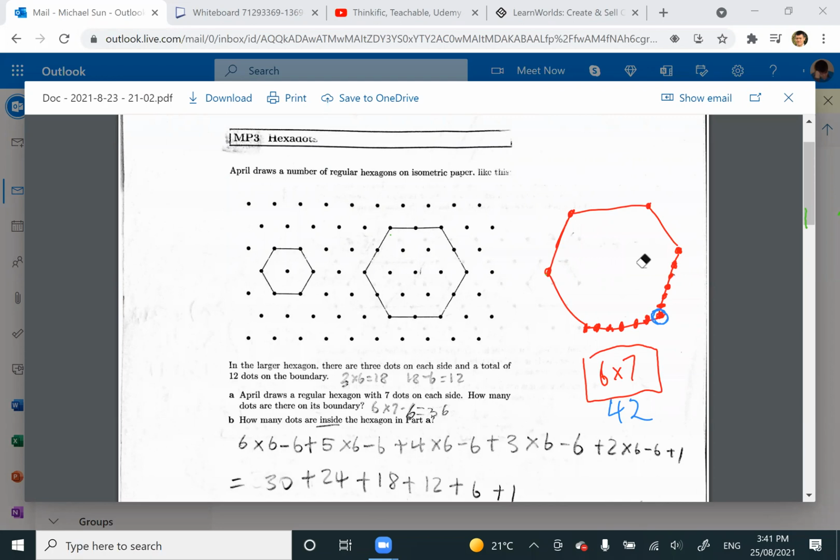How many dots are inside? Now I think it's more than 80, because there's still more dots inside, of course. See, one way to do it is just to draw it, right? And count. If we had a piece of paper that was big enough, we could just draw a big hexagon, right? And count the number of dots inside.